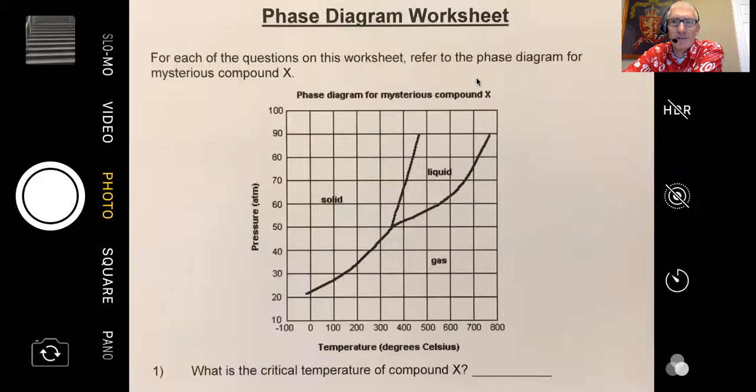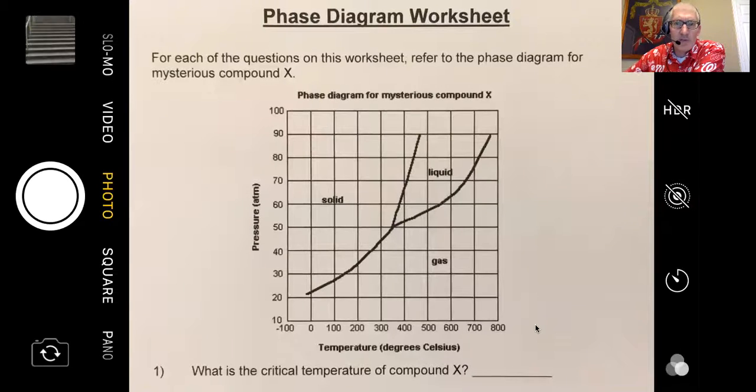Hey everybody, this is just a quick little help video to walk you through this phase diagram handout that I gave you. And when you printed this out, hopefully you noticed that the answers were actually part of the file. So you already have answers, but I want to make sure you understand where the answers came from here. So a couple of key points here.